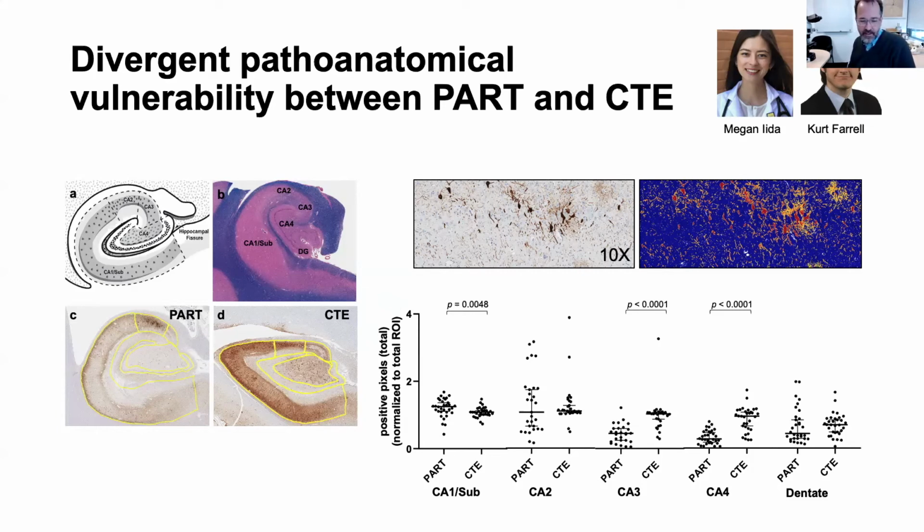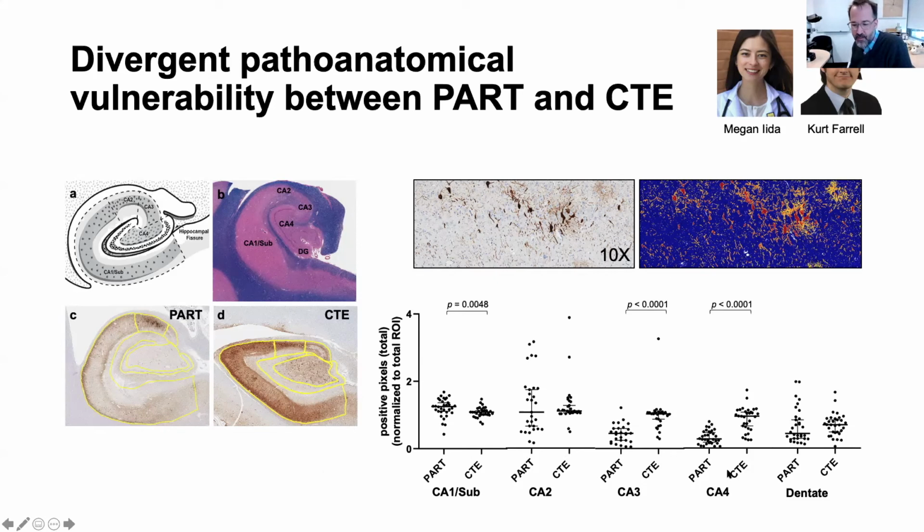And one of the things that she was able to show, and this, by the way, was a pandemic project, and was enabled by lots of digital scans of hippocampi that were then put on a hard drive and taken home and segmented and quantified. What Megan did was she took a group of age-matched PART and CTE cases, segmented the hippocampus, and then compared the tau burden using positive pixel quants.